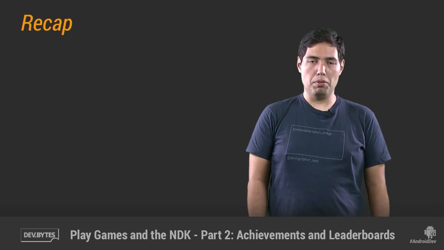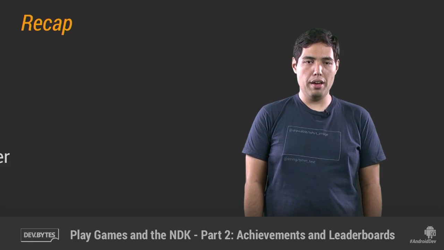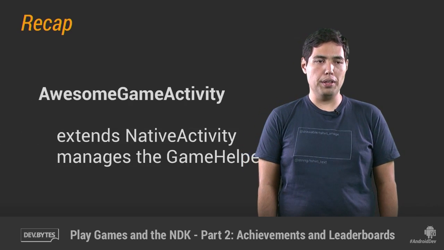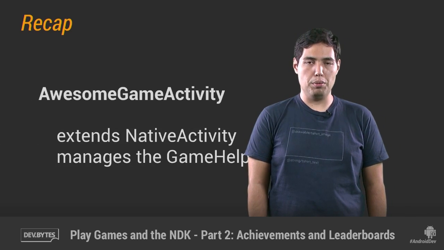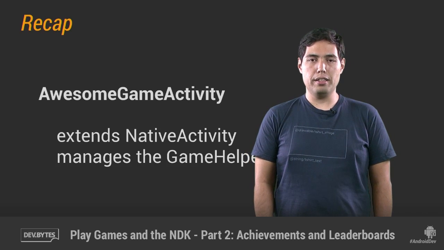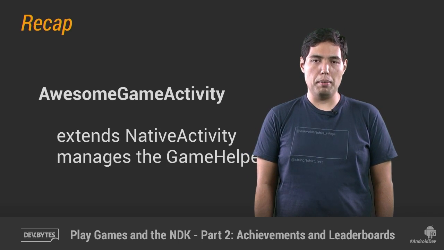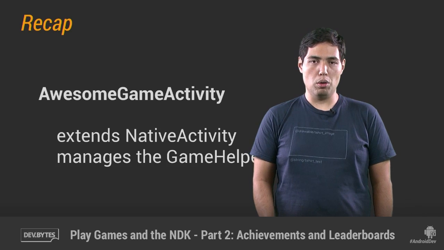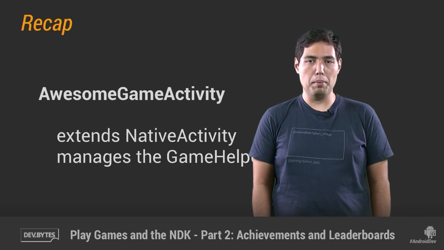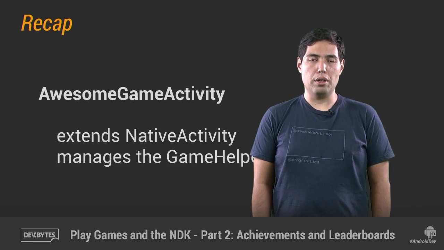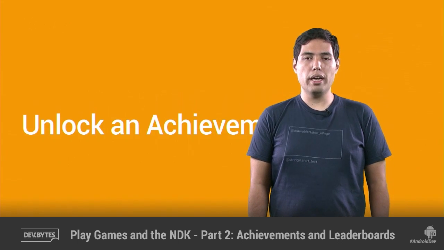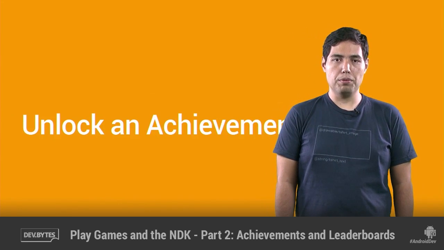So to recap from the last episode, what we have right now is your awesome game activity, which derives from native activity, and then we're implementing a few callbacks, and that class actually manages the game helper object. So you're just hooking up the callbacks, and then the game helper is doing the actual work. So how do you go ahead and unlock an achievement from there?